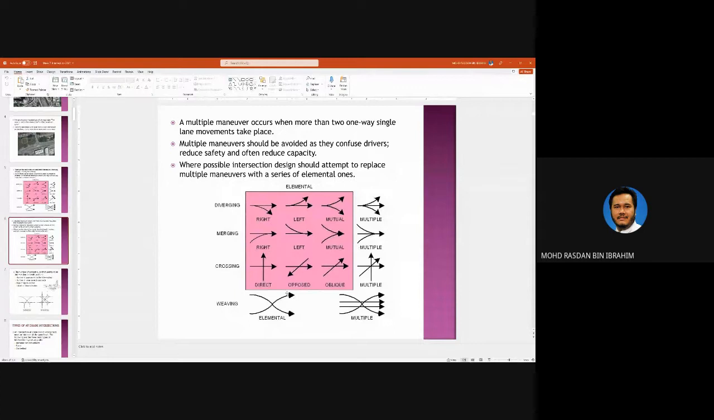And the most, in my opinion, dangerous movement is weaving. Whether it is elemental or multiple, weaving is very dangerous. We try to avoid this type of movement when we are designing any intersections.